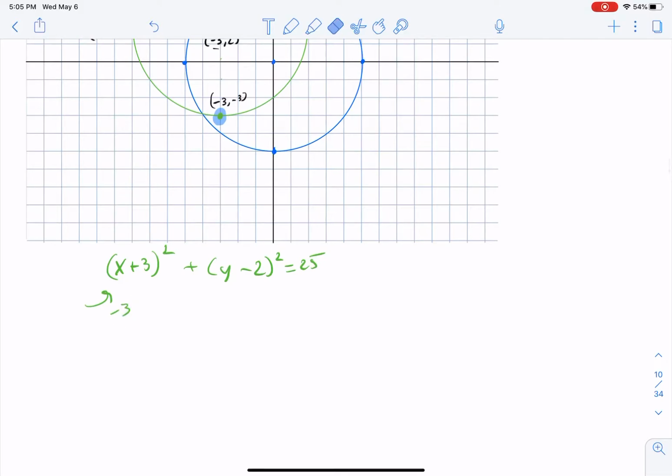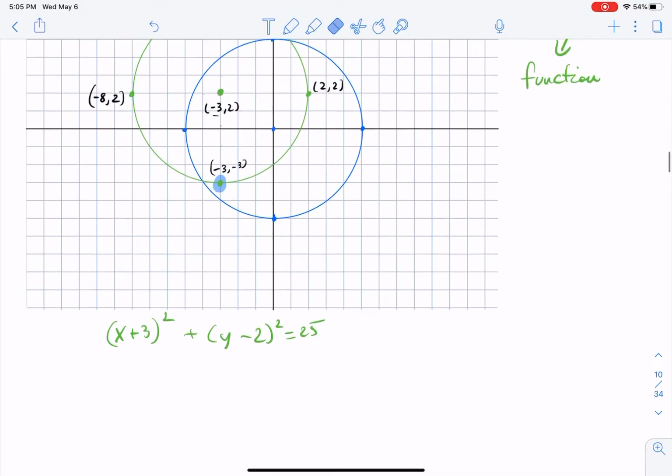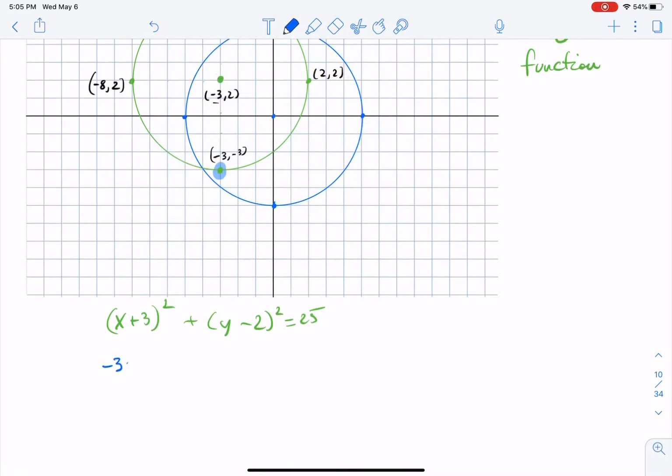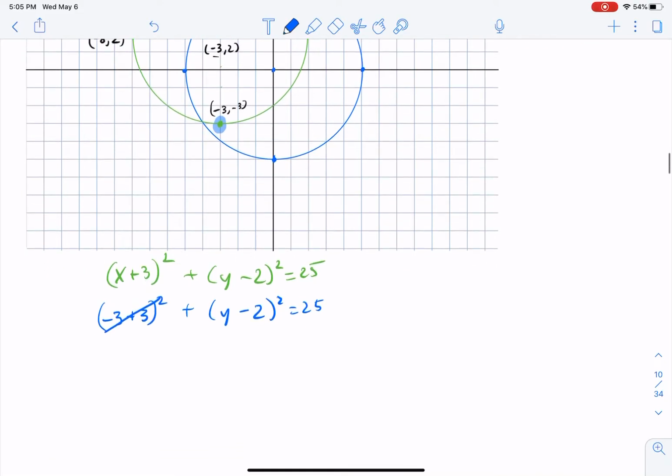Like, for example, if I stick in negative 3 here, negative 3 plus 3 squared plus y minus 2 squared is equal to 25. Well, the negative 3 plus 3 would cancel out. That's just 0. And I'm left with y minus 2 squared is equal to 25. To solve for y there, you could expand this thing out, but that'd be super dumb. Instead, you just take the square root of both sides. It's being squared, so let's unsquare it.